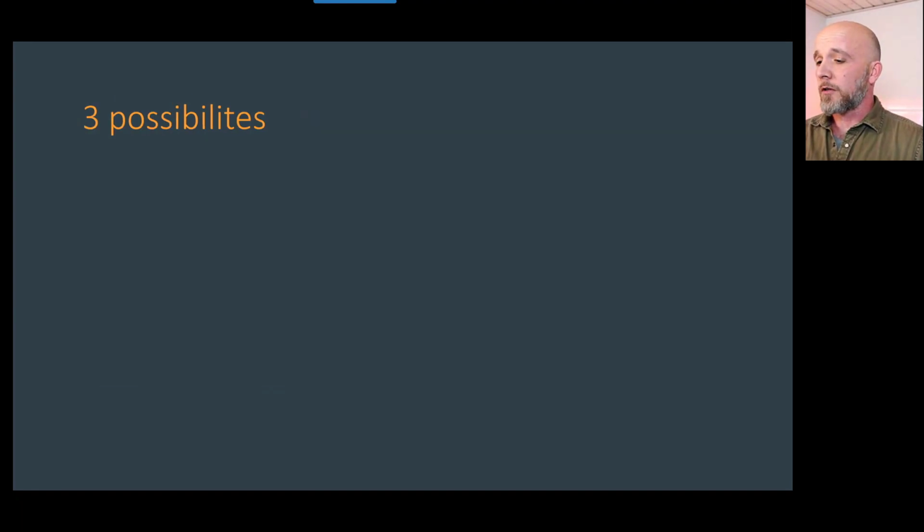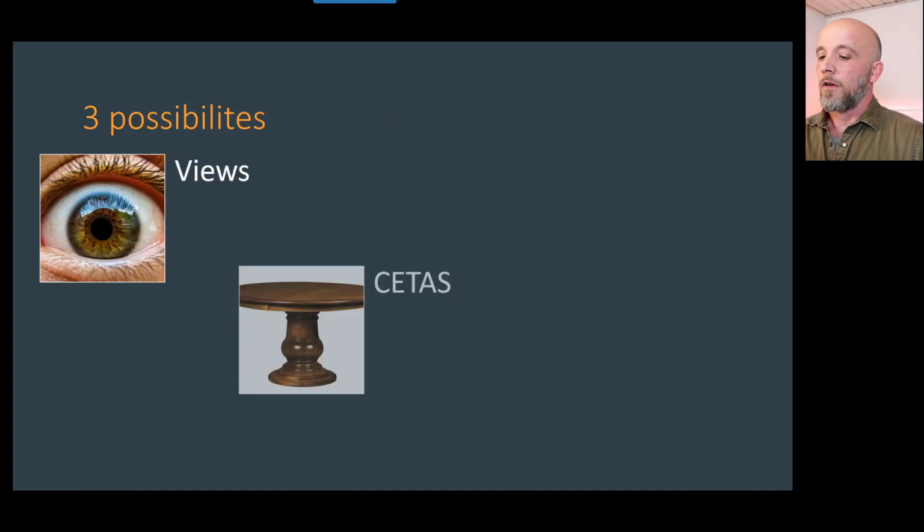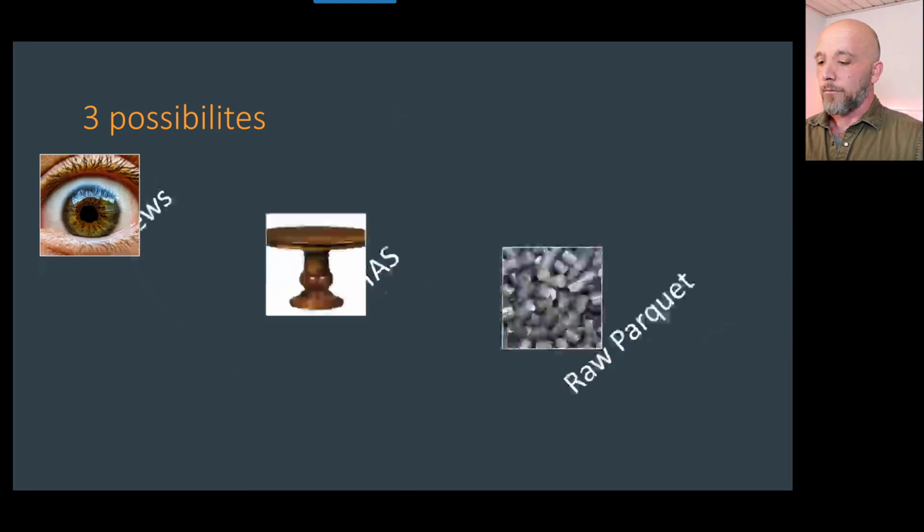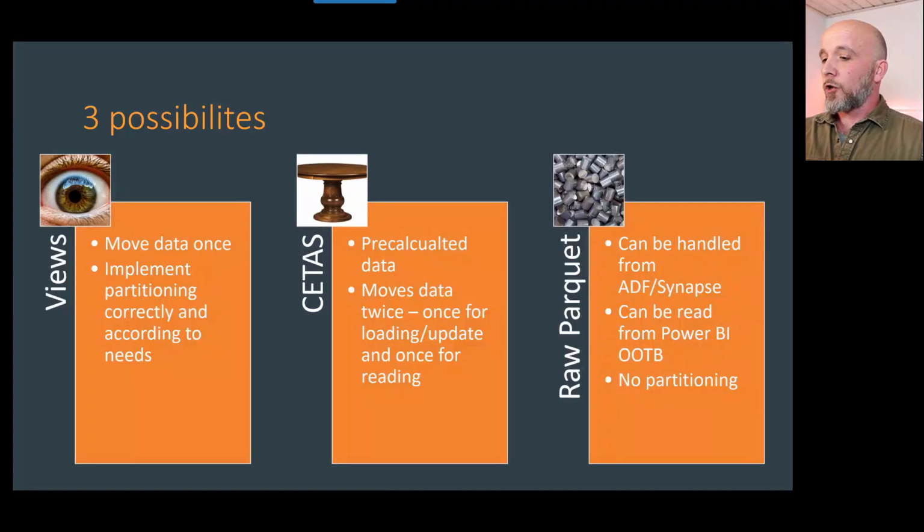So I have 3 possibilities to implement my data storage and my data manipulation. I have views. I have my create external table as, and then Power BI can actually connect directly to the raw Parquet files. I will show you that later. And this could be some remembering points on when to choose what.